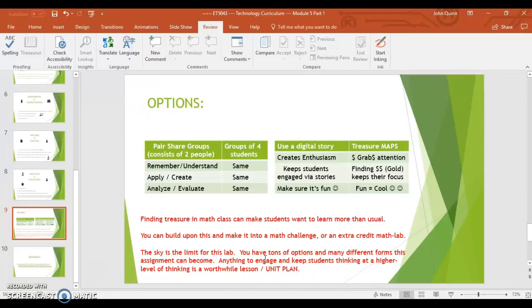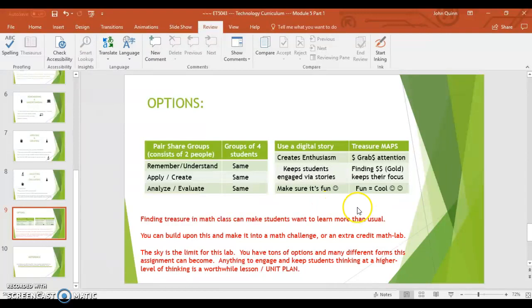So what I did was I made it look like this. You could have options. You could do your pair share groups. You could consist of 2 people. You could consist of 4 people. You're going to remember and understand, then apply and create, and then analyze and evaluate. Or you could use digital storyboards. Creates enthusiasm. Keeps students engaged by way of stories. Make sure it's fun. It's going to probably be fun.